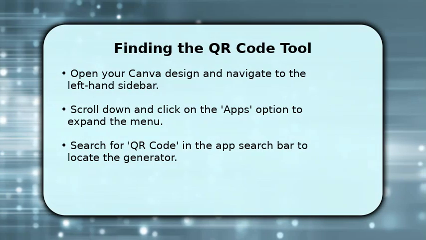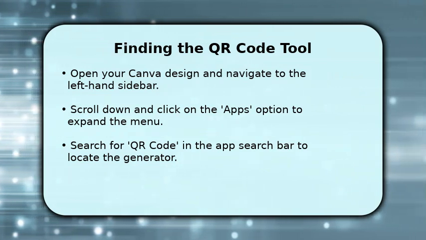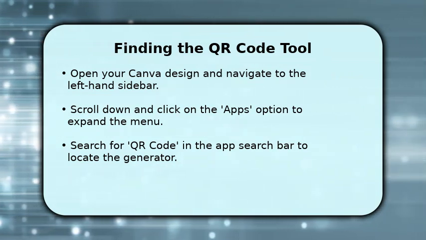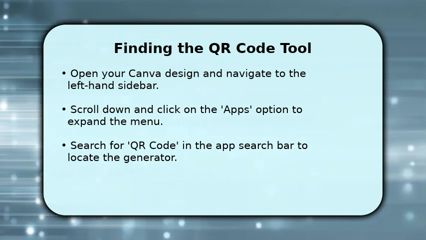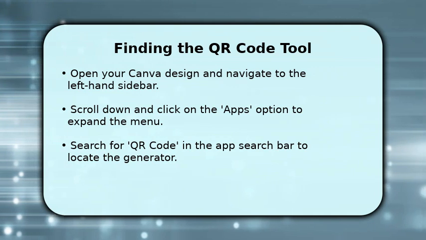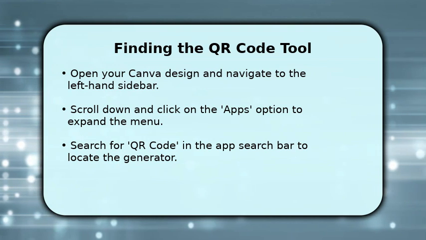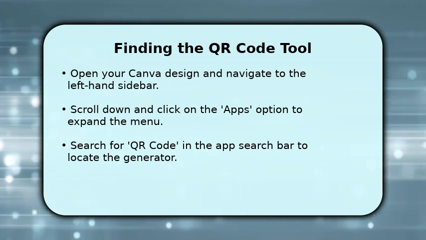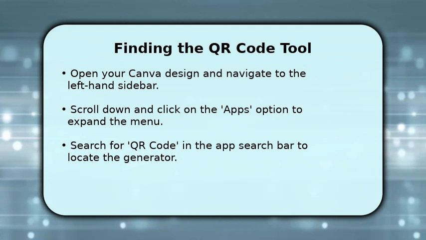Let's dive in. To begin, open any design in Canva where you wish to add a QR code. Look to the left side of your screen for the main toolbar. You'll need to scroll down a bit until you find the Apps section. Click on Apps to reveal a variety of integrations and tools. In the search bar that appears, simply type QR code and press Enter. This will quickly bring up the dedicated QR code generator tool, ready for you to use.